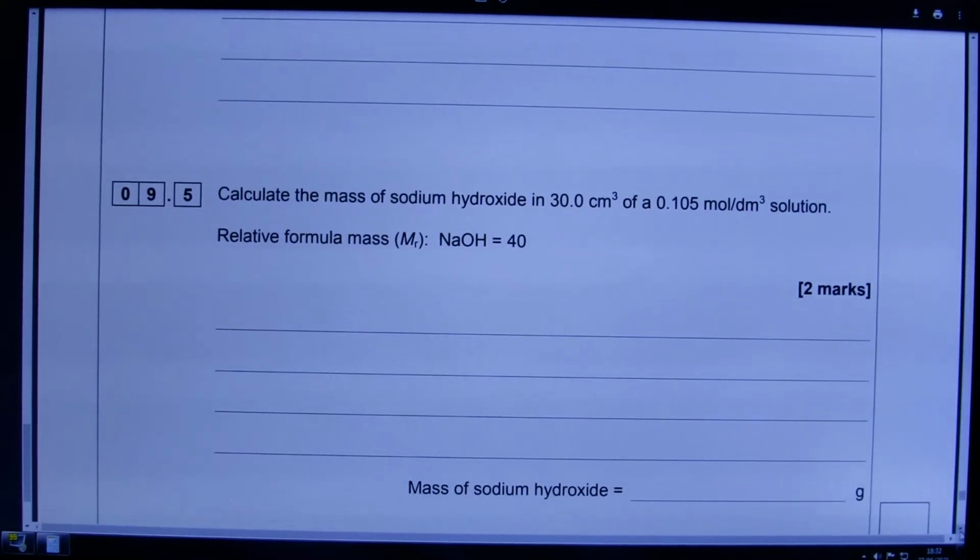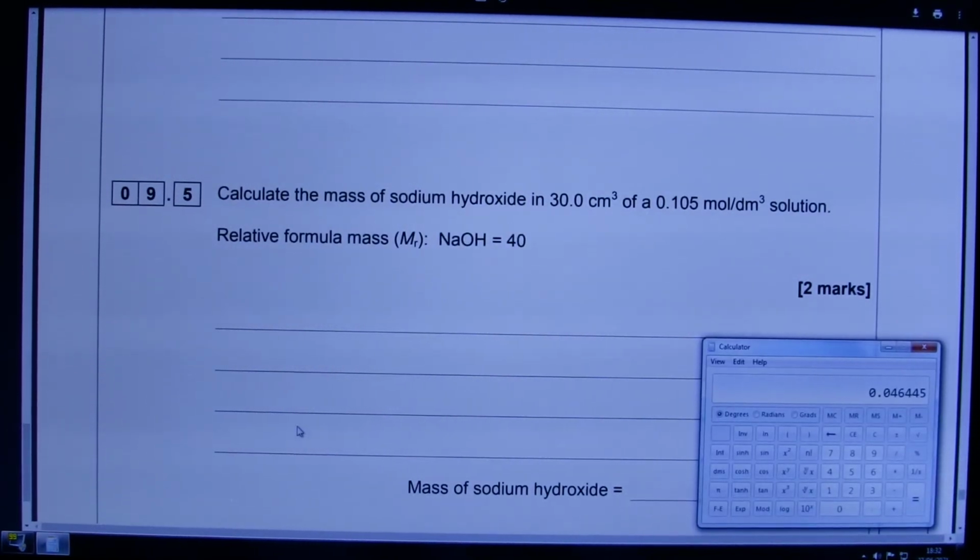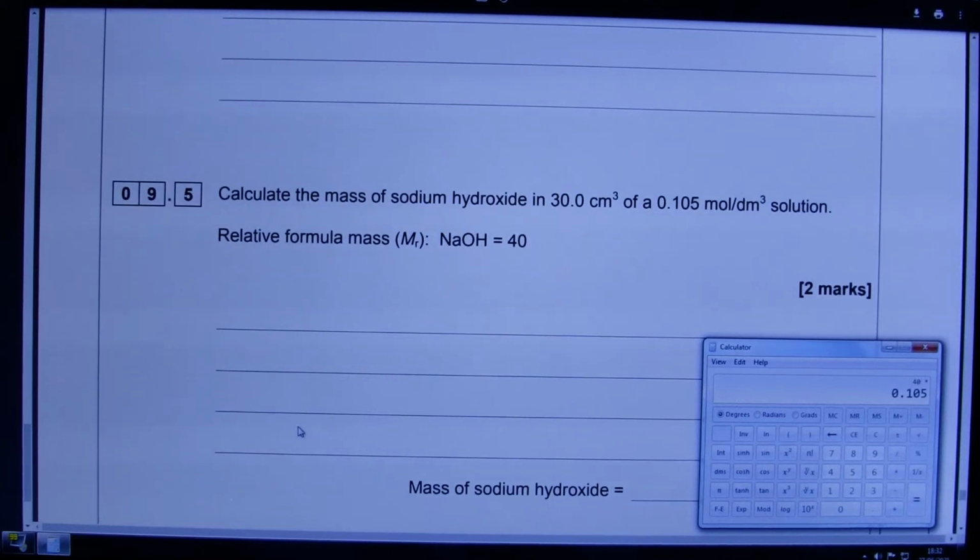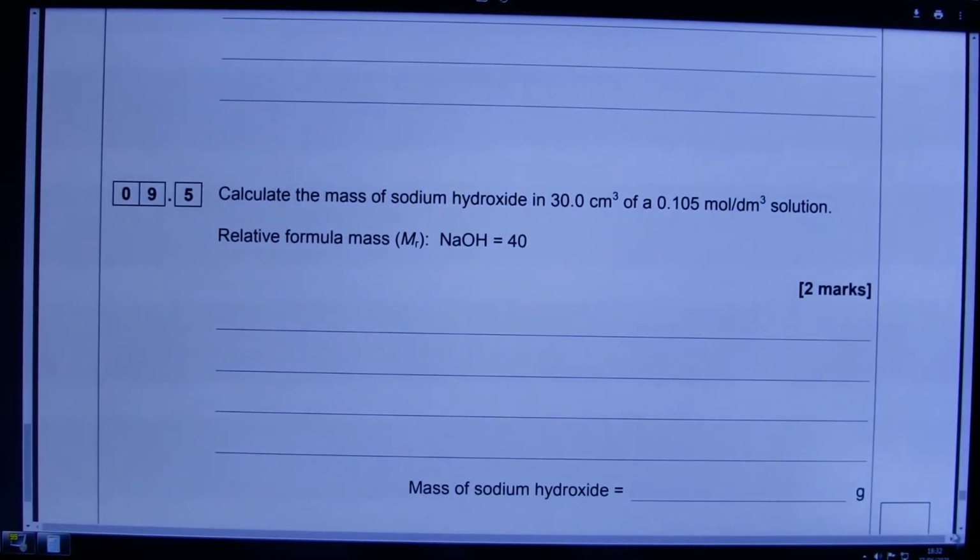Calculate the mass of sodium hydroxide in 30 cc's of a 0.105 molar solution. Bear in mind that the relative formula mass is 40. Right, relative mass is 40, so there are 40 grams per mole. Multiply by 0.105, because that's how many moles there are per litre, tells you there are 4.2 grams per litre, and this is only 30 cc's, so multiply by 0.03 to get 0.126. End of questions.